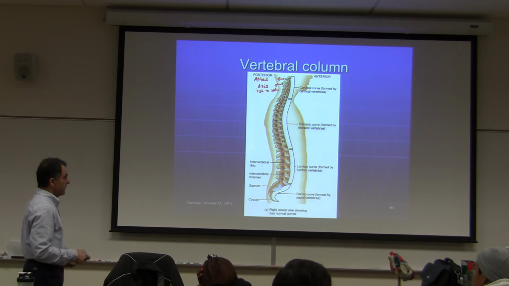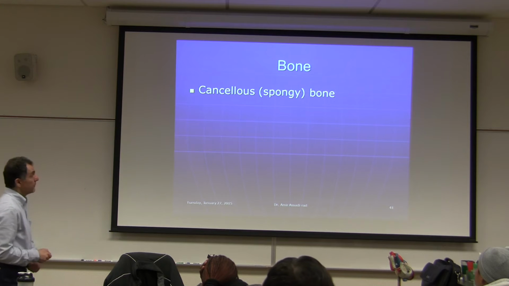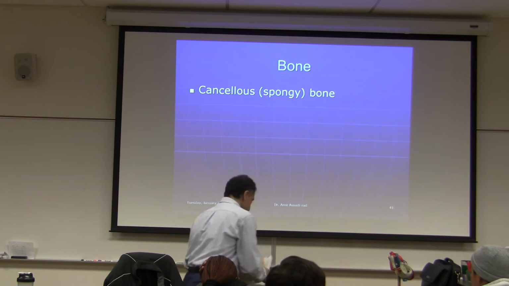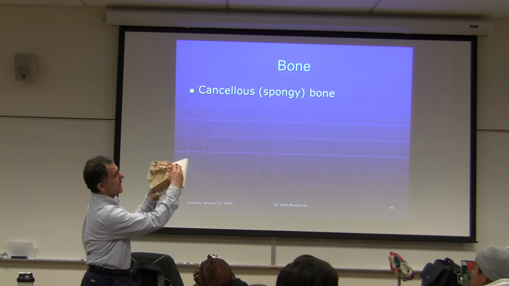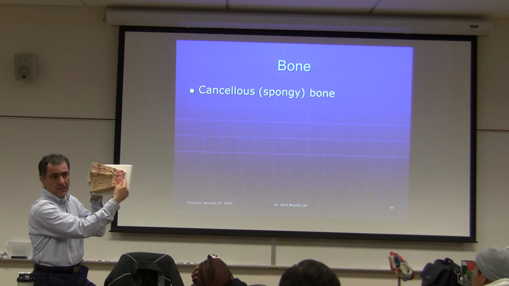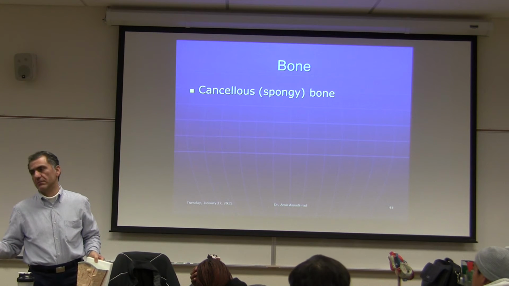Study them a little bit. Okay, let's move with bone. Cancellous bone is spongy bone. You saw that. So all of this area, this is compact bone. This is spongy bone. Another name for spongy bone is cancellous.